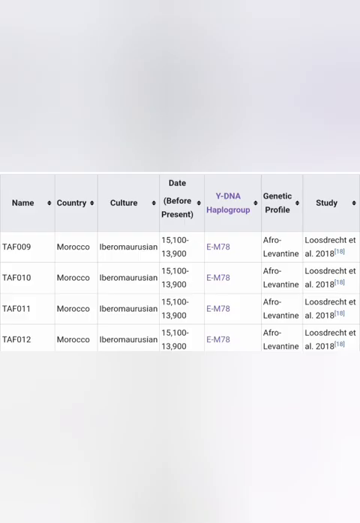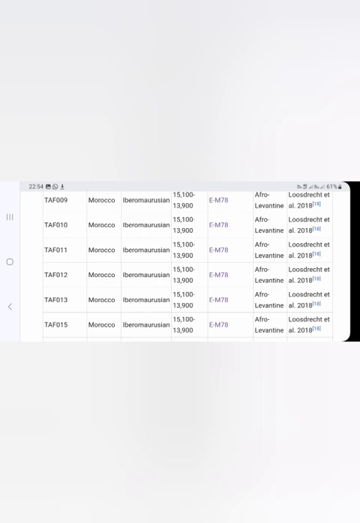So we went through that to say this. The haplogroups found in Morocco in the Iberomaurusians, and the haplogroup of Iberomaurusians found outside of Africa, belong to EM78, 15,000 to 13,000 years ago, or 15,000 BC to 13,000 BC. And I can tell you that this haplogroup is now concluded to be from East Africa, or at least highly proposed to be from East Africa, as you can see.